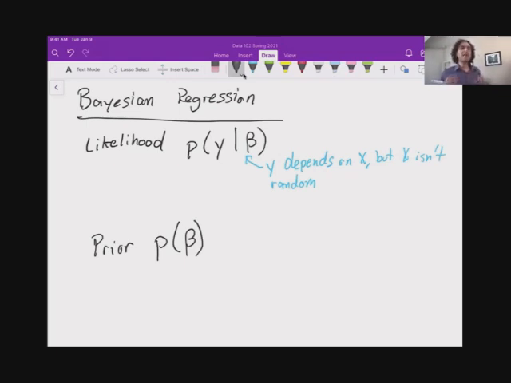Now let's go back to the likelihood because that's where I want to focus today. So we have P of y given beta, right? And we've seen the case where y given beta has a normal distribution with mean X beta and variance sigma squared I. So this is the standard least squares setup where we have normally distributed errors that are independent for every observation. And this gives us the standard formula.